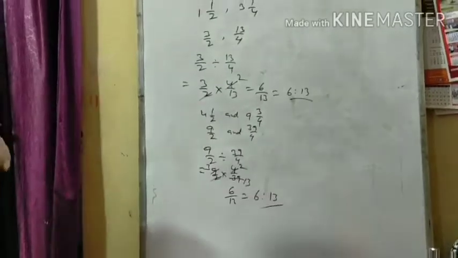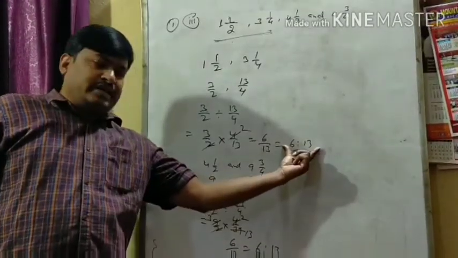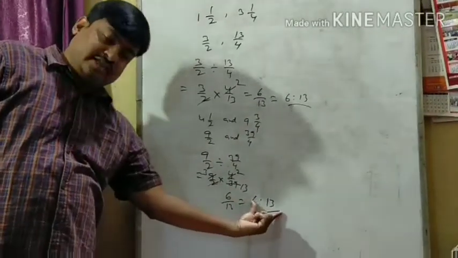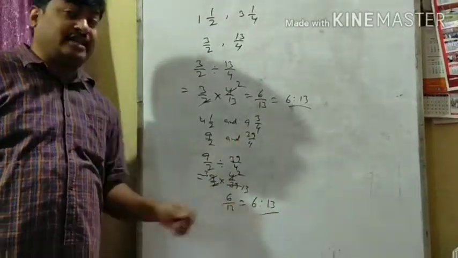So students, you can see the ratio of the first two quantities is 6:13 and the ratio of the second two quantities is also 6:13. Therefore both the ratios are equal.